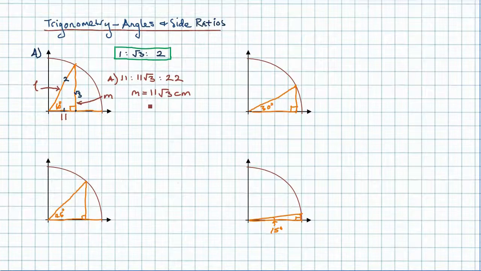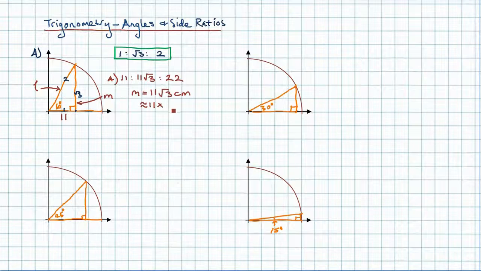If they want it in decimal form, okay, what they're going to have to accept is not an exact answer. So we're only going to get an approximate answer here. It's going to be 11 times root 3. Well, what's root 3? It's approximately equal to 1.4.